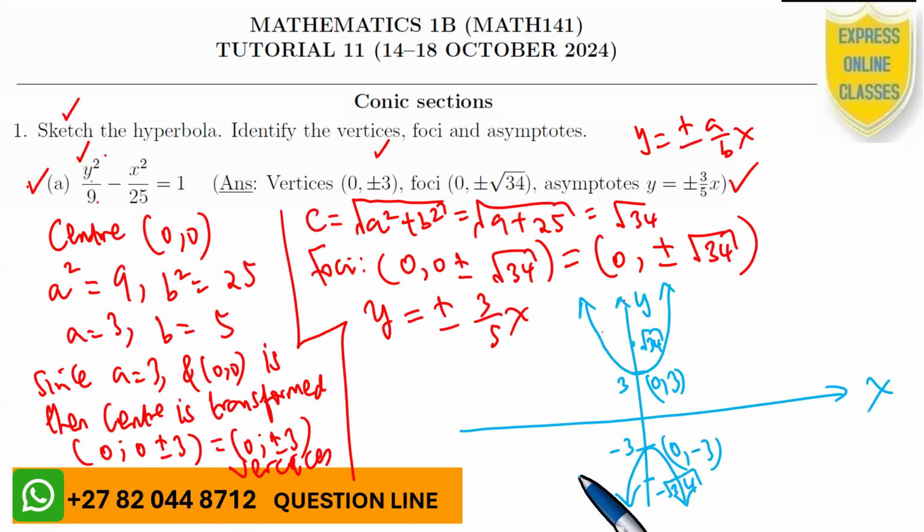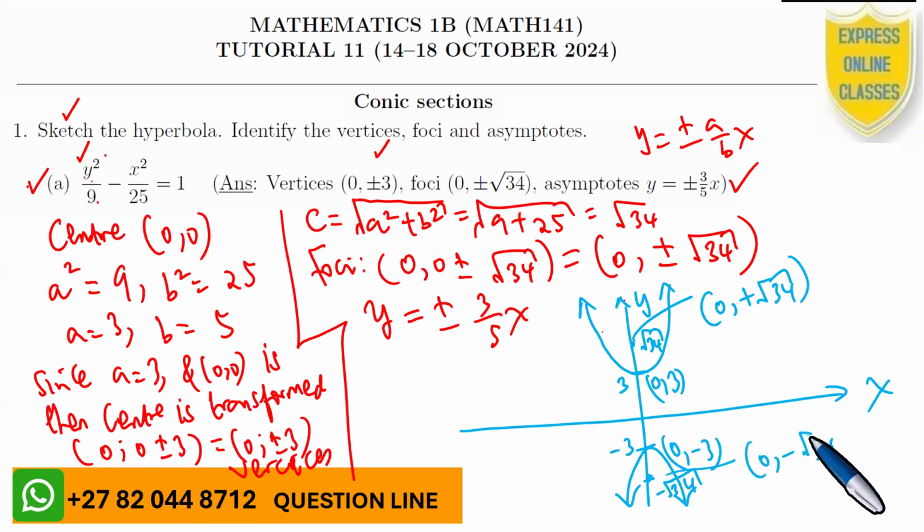Right, so at this point you're going to have the 0 plus the square root of 34, and then you have the 0 minus the square root of 34. And this is the answer, where the origin is that one.